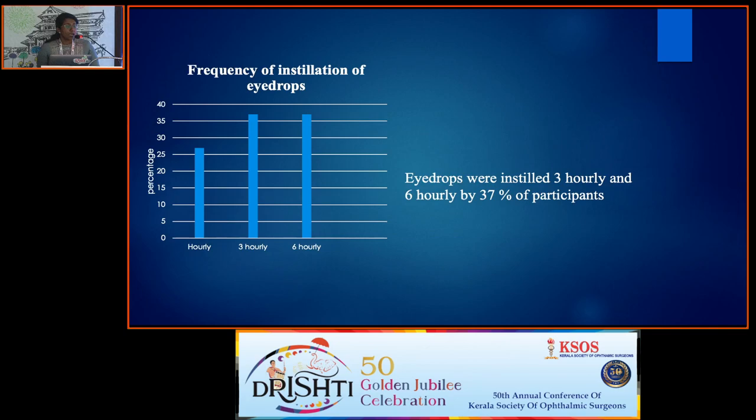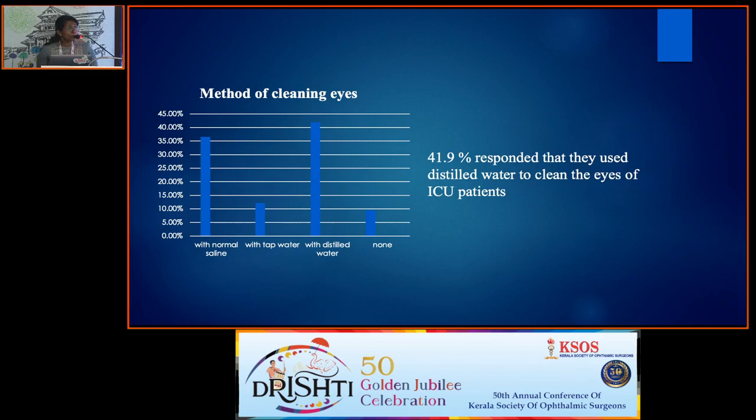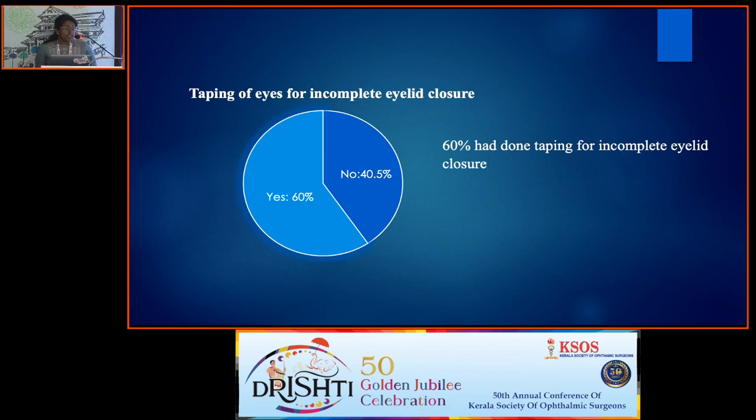37% of the participants instilled eye drops 3 hourly and 6 hourly. 41.9% responded that they had used distilled water to clean the eyes of the ICU patients. 50% of the participants cleaned the eyes hourly. 60% had done eyelid taping for incomplete eyelid closure.